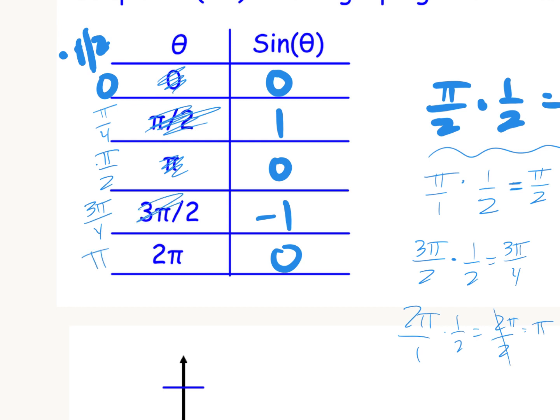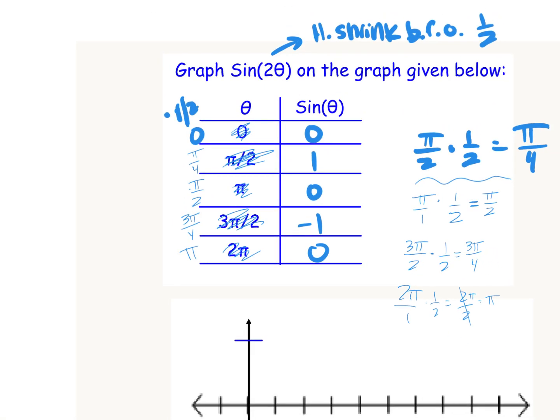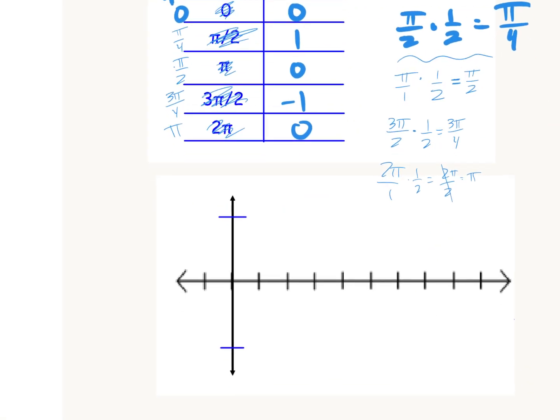So now I've got all of these old points out of the way. I've got a new set of coordinates there. So what I'm going to do is label my graph just like I did in the last problem. I'll even use the same color. I used red before. So I'm going to go every other. So I've got 0, pi halves, pi, 3 pi halves, and then 2 pi.